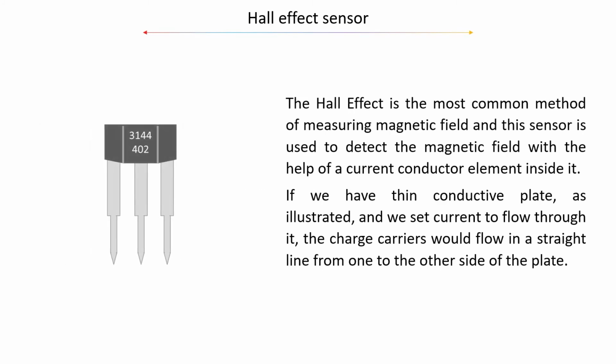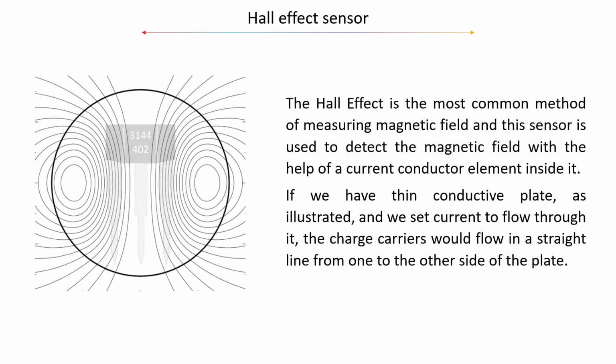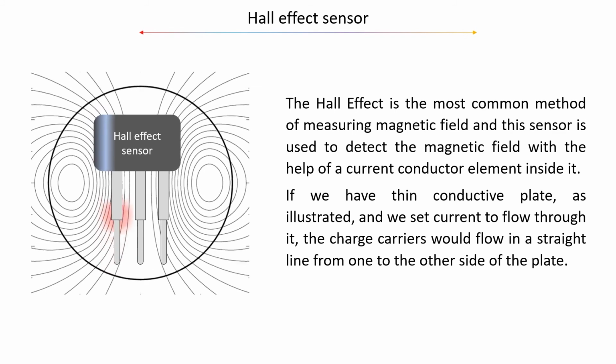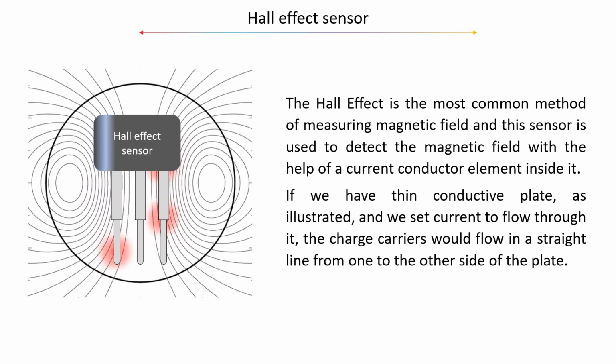Hall effect sensor. The Hall effect is the most common method of measuring magnetic field, and this sensor is used to detect the magnetic field with the help of a current conductor element inside it.